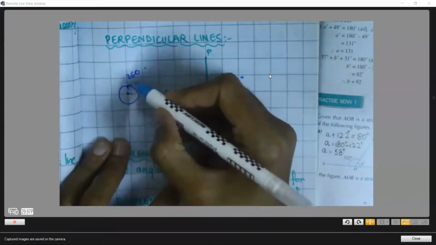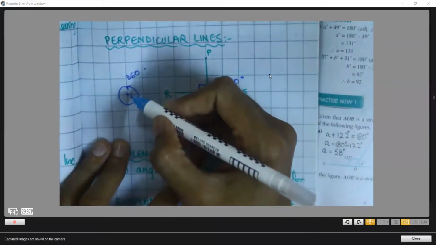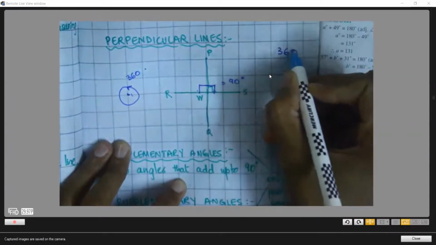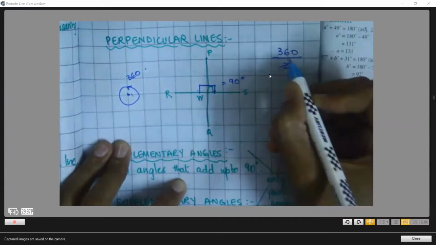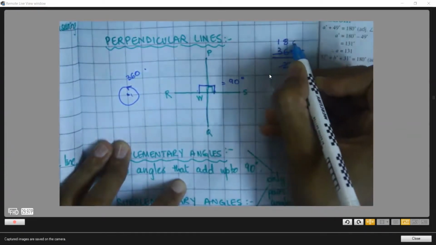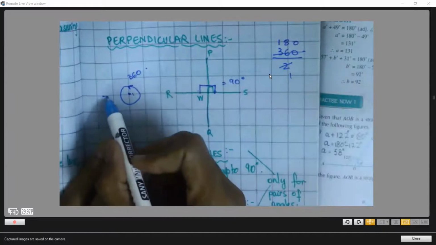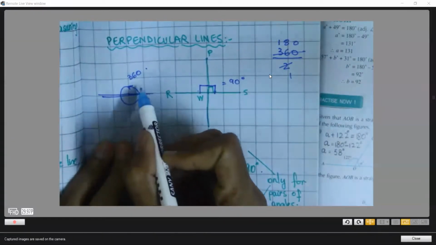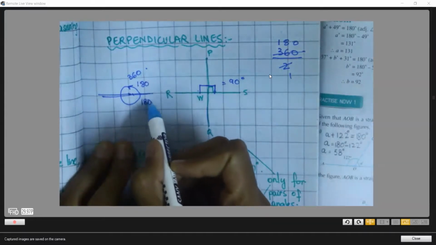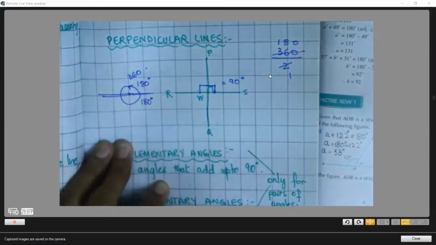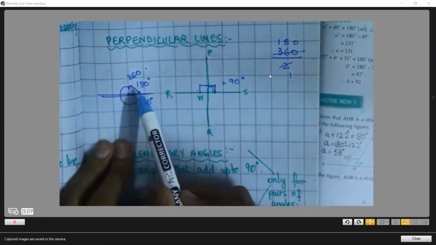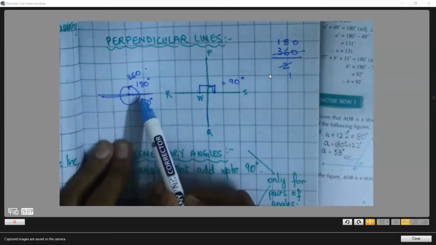The space around the point is divided into 360 degrees. What is half of 360? If we divide 360 by 2, what do we get? 2 ones are 2, 2 eights are 16, 0, 180. So if we divide 360 into 2 equal halves, we have 180 degrees at the top and 180 degrees at the bottom, right? So that means the degrees on a straight line add up to 180 degrees.